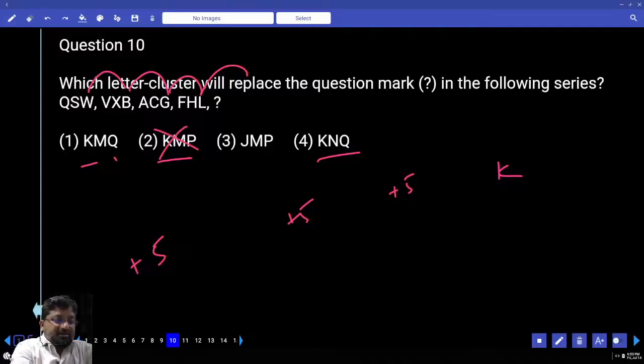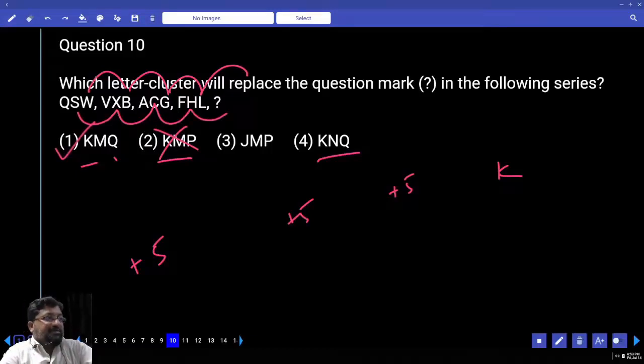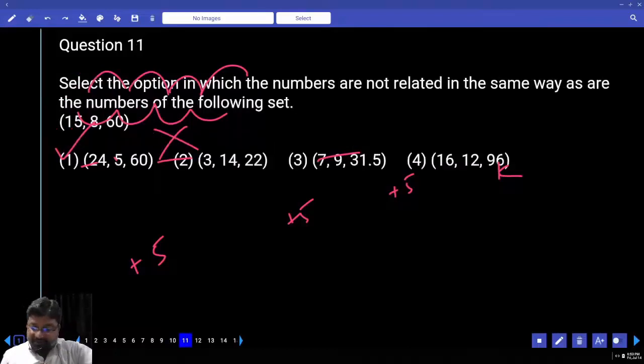Next, look, 19 plus 5, 24. 24 plus 5, 29. 29 is what? 3. 3 plus 5, 8. 8 plus 5, 13. This question we have to check all the 3 letters.